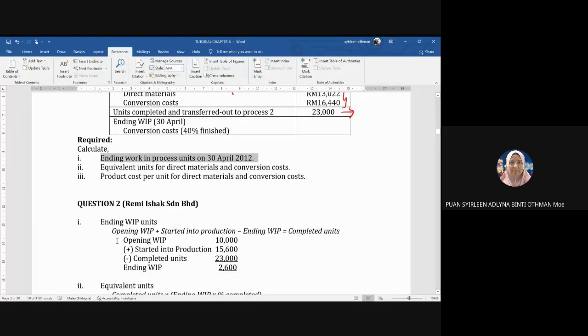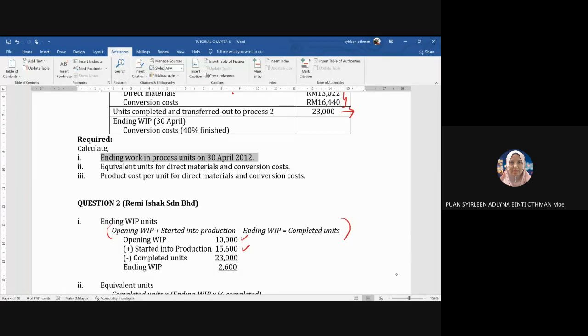Okay, ending WIP, kalau awak tengok formula dalam nota, it's opening WIP plus started unit, minus ending WIP, you akan dapat completed units. So ini formula dalam nota. Okay, so opening WIP kita tahu. Started unit diberi dalam soalan 15,600. Completed unit pun dia bagi.